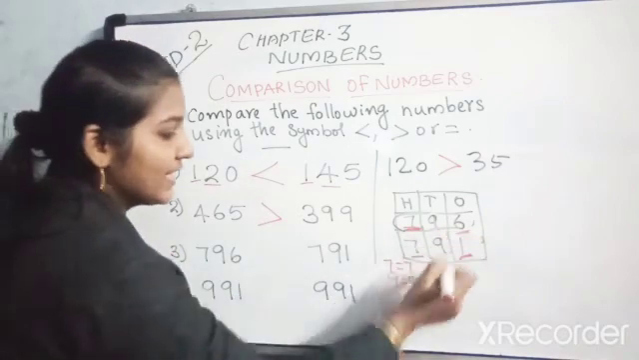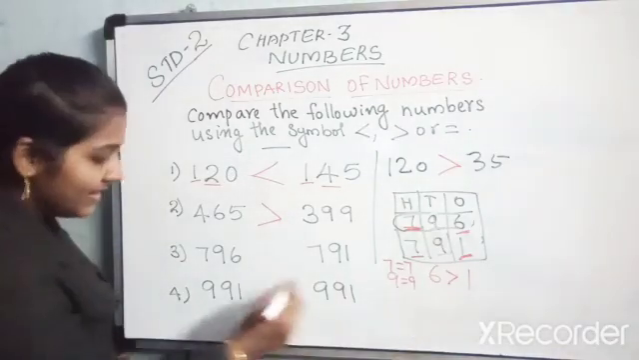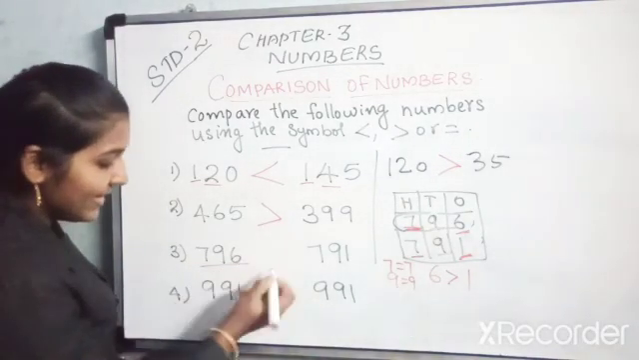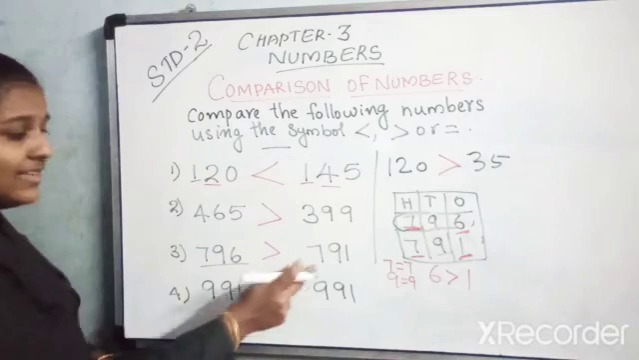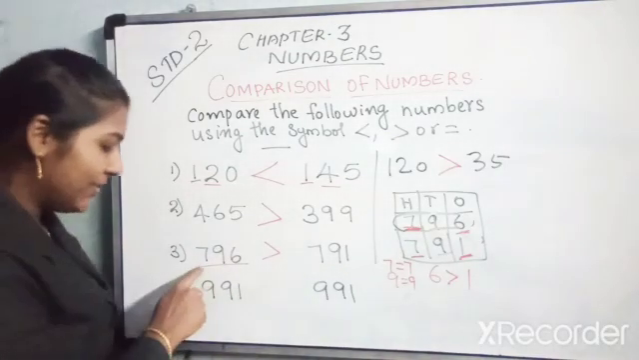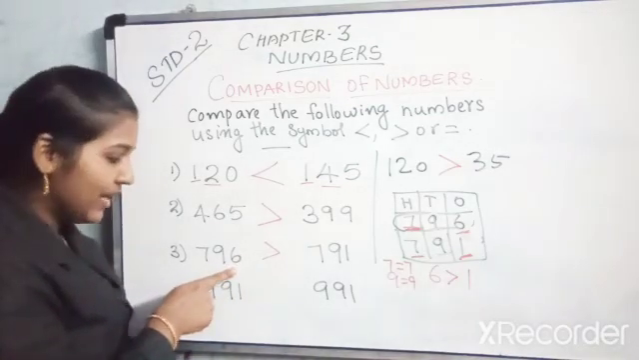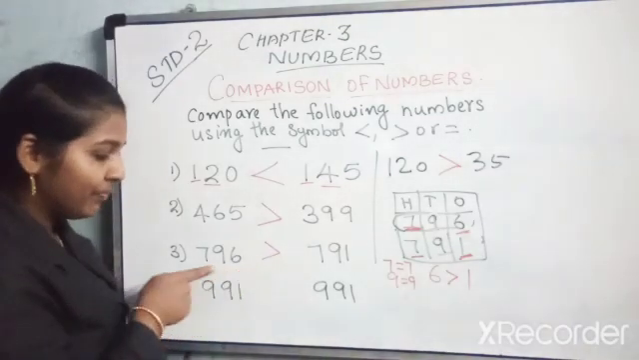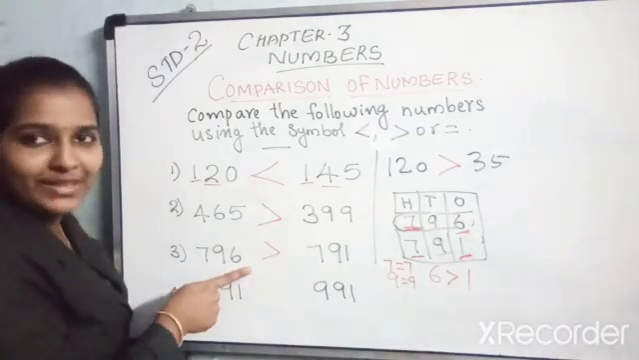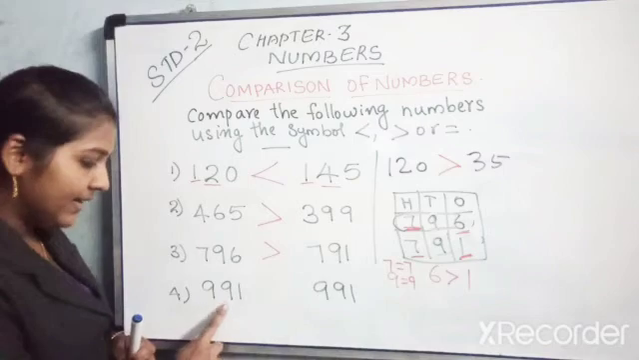So 6 is greater than 1. So you can mark here 796 is greater than 791. Okay, the number 796 is having the number 6. So you can put the greater than symbol like here. Got it? Okay. Now look at the next question.